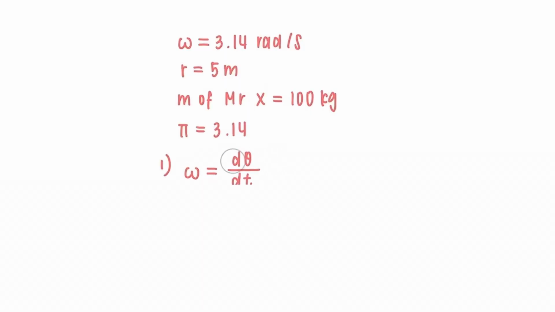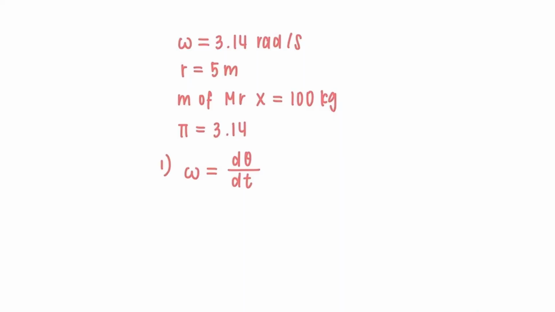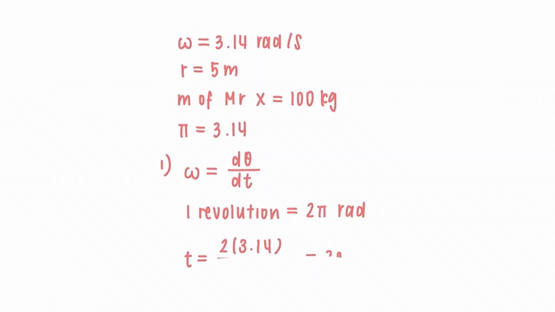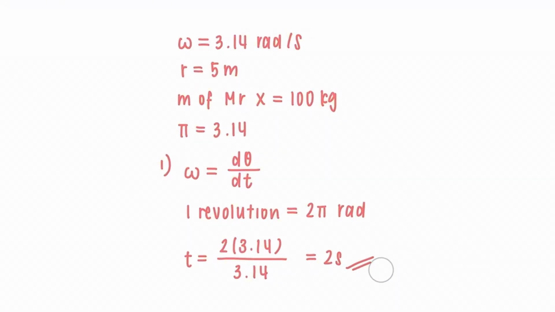For part 1, you can use the formula angular velocity equals theta over time. Since they're asking you to find the time for one revolution of the Ferris wheel, one revolution equals 2 pi radians. So by subbing in the values, t equals 2 times 3.14 over 3.14. You can cancel both 3.14 from the numerator and the denominator. In the end, you will get the time span of 2 seconds.